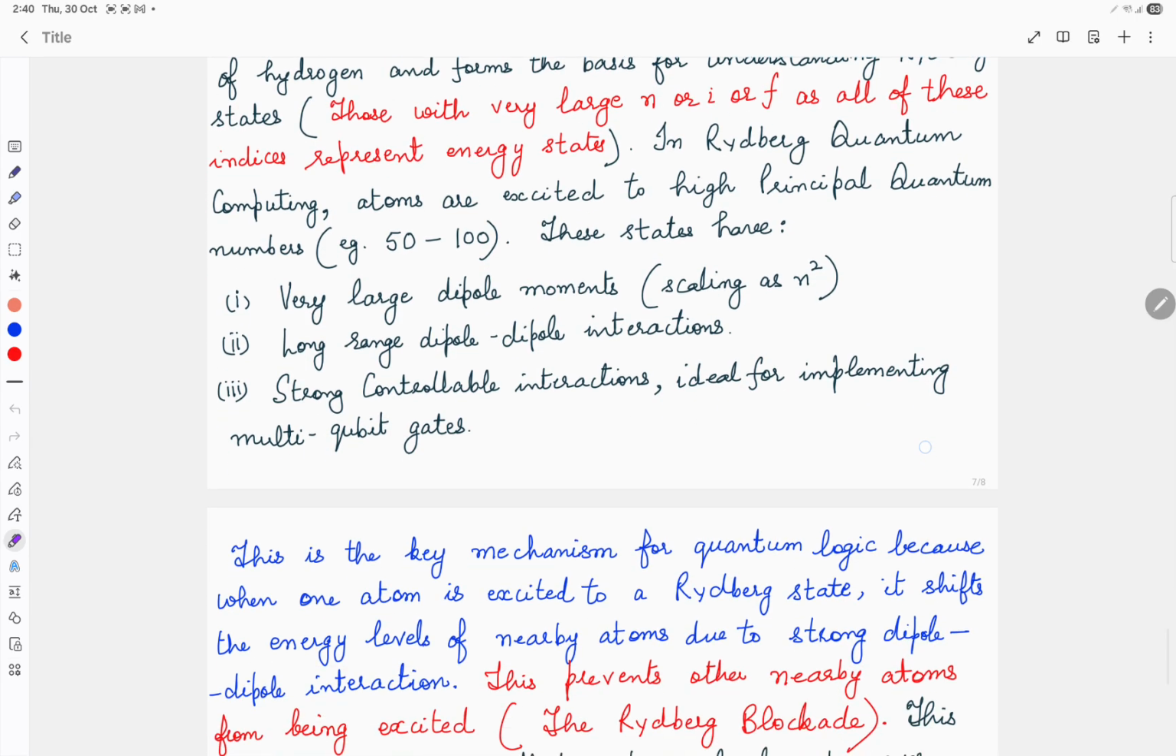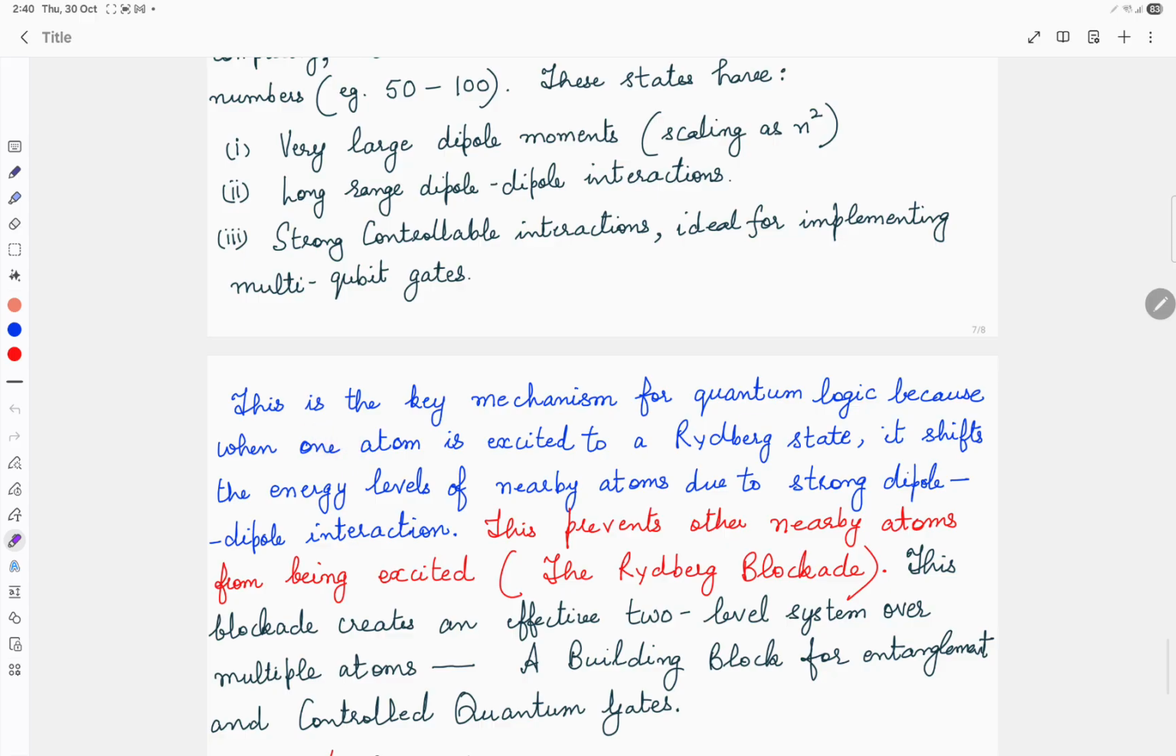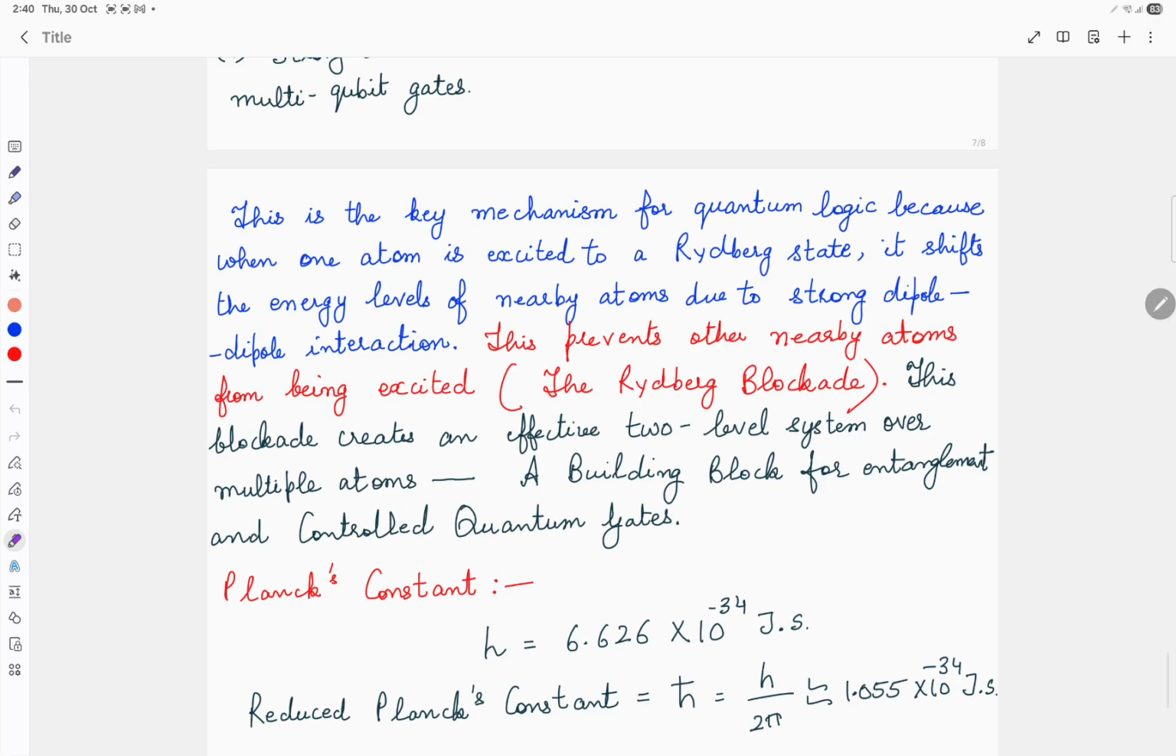This is the key mechanism for quantum logic, because when one atom is excited to the Rydberg state, it shifts the energy levels of nearby atoms due to strong dipole-dipole interaction. This prevents other nearby atoms from being excited. This is known as the Rydberg blockade. This blockade creates an effective two-level system over multiple atoms. This blockade is actually responsible for entanglement and controlled quantum gates.